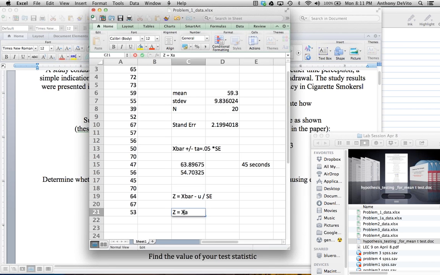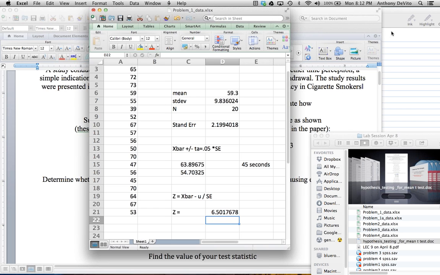Okay, so Z is equal to X bar, and X bar is equal to 59.3. So Z is equal to 59.3 minus the mean that we really think it is, 45, over the standard error, which is 2.199. We want to know how many standard deviations apart these two values are. And it turns out they're 6.5 standard deviations apart.